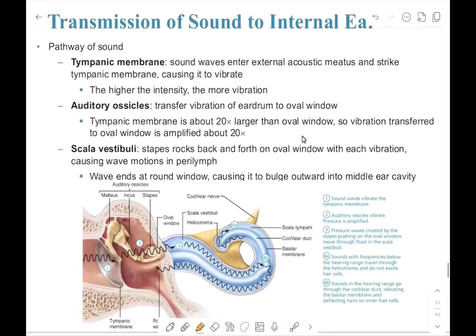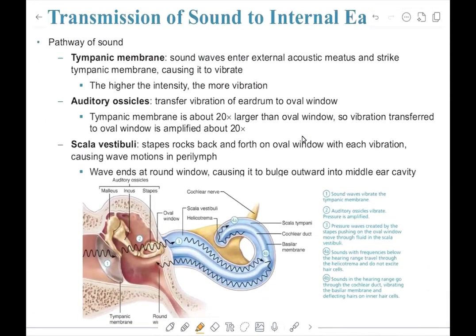So the transmission that occurs in the cochlea is shown on this slide. The sound wave vibrates the tympanic membrane first. Those ossicles vibrate. Pressure waves created by the stapes pushes against the oval window, and fluid moves through the scala vestibuli. Sounds with frequencies are going to transmit eventually to the cochlear duct, which again is where the spiral organ of Corti is located.